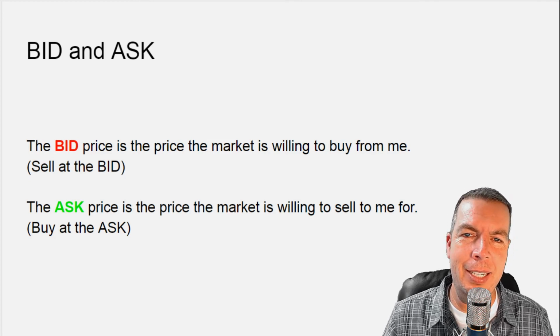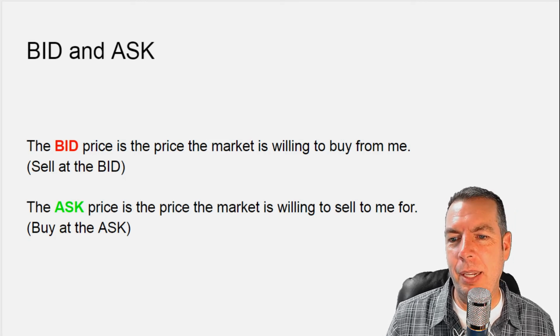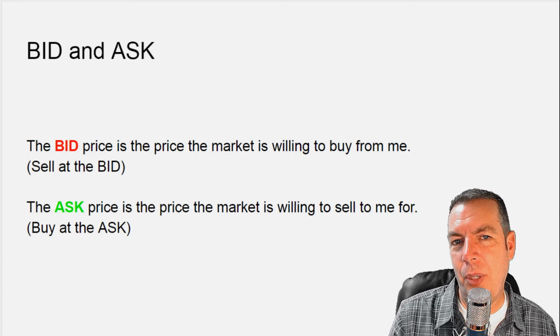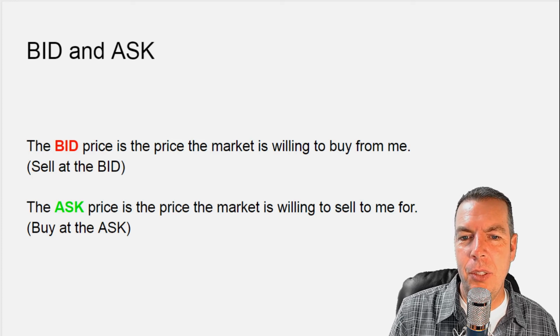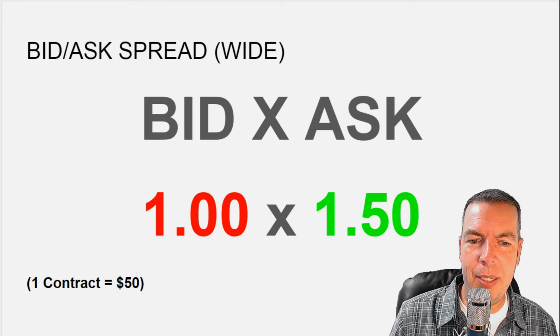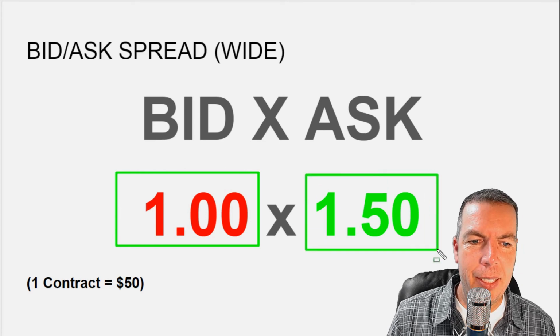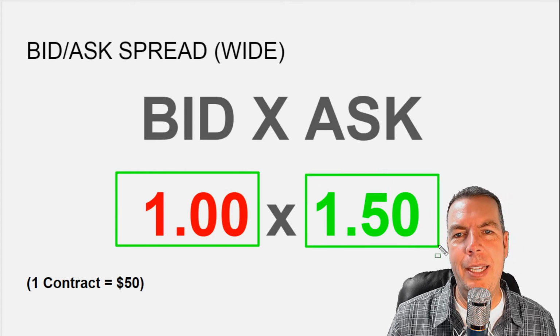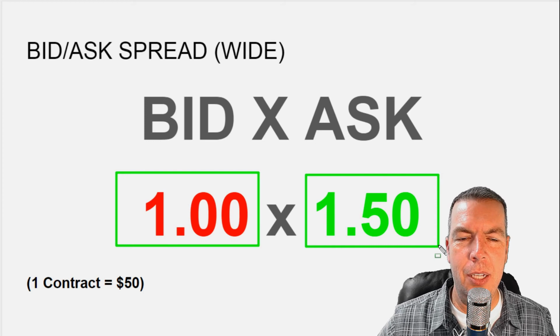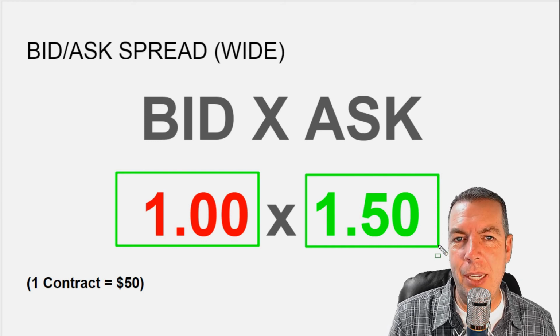So let's take a look at an example of a wider bid-ask spread to see why we want to trade a narrow bid-ask spread. So right now we're going to be looking at a wide bid-ask spread, and we're looking at a spread that's $1 by $1.50. Now we're looking at option contracts here. Now let's say we wanted to buy an option and that option cost $1.50, and now we know that we're going to be buying at the ask price.